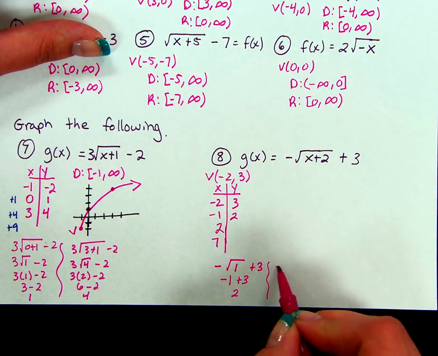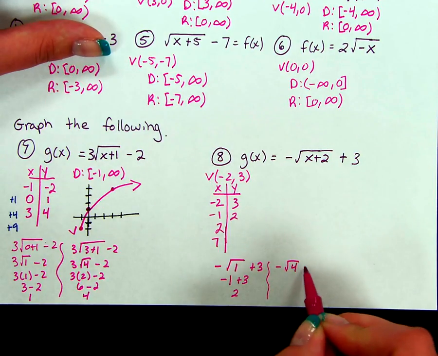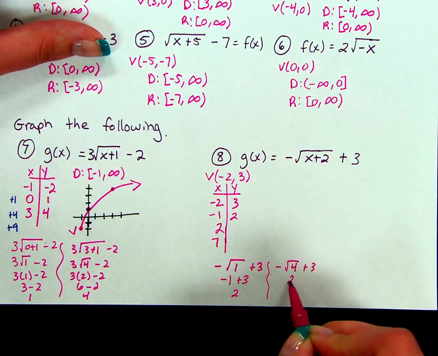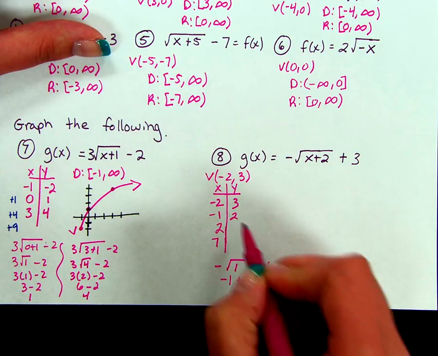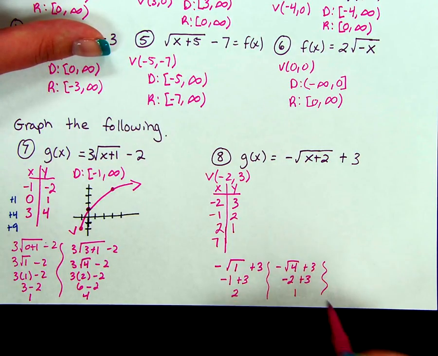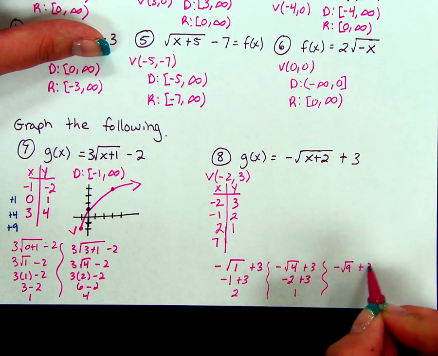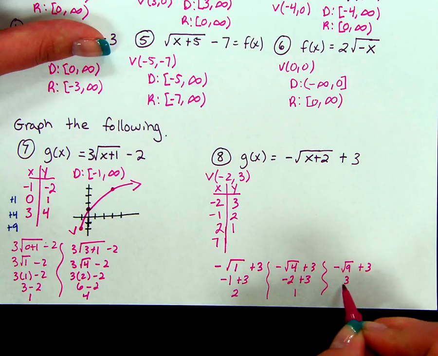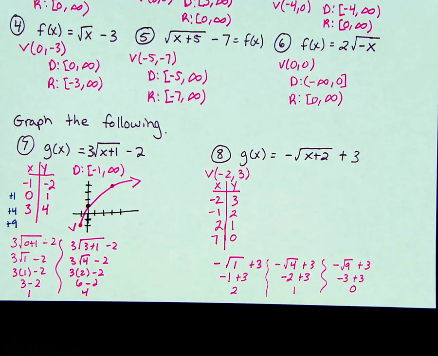All right, so next one. So I'm going to substitute in 2 this time. So 2 plus 2 is 4. So the square root of 4 is 2, and again, we have that negative, so it becomes a -2. Plus 3 is 1. And if we just do the 7, so again, 7 plus 2 is 9. So the square root of 9 is 3, and then it would become negative. So negative 3 plus 3 is 0. So again, we are specifically picking these points so that we are creating a perfect square inside that radical to make it nice and easy for us to graph.